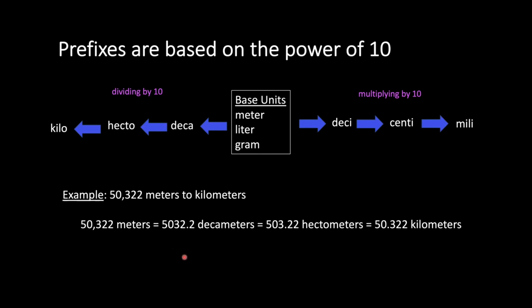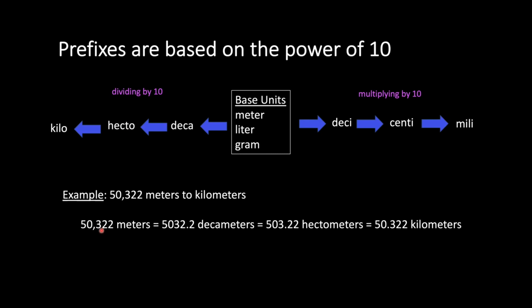Let's look at another example. 50,322 meters to kilometers. So we're starting again at the base, and we're going to the left all the way to kilo. So that's 1 to 2 to 3 steps. So each time I'll divide by 10 when I do a step. So I start at 50,322 meters.